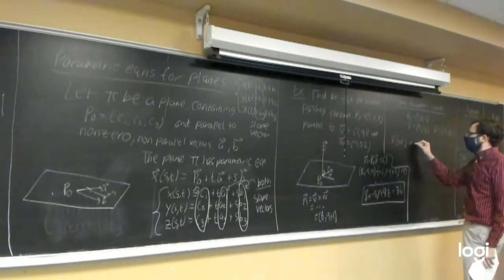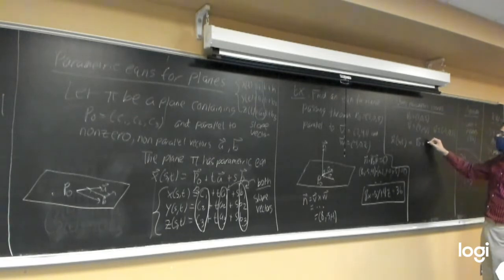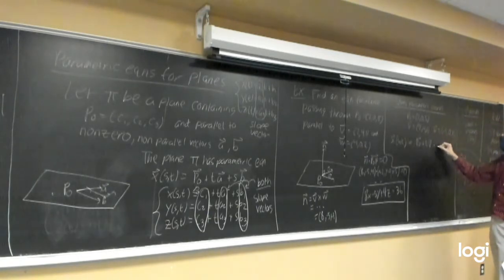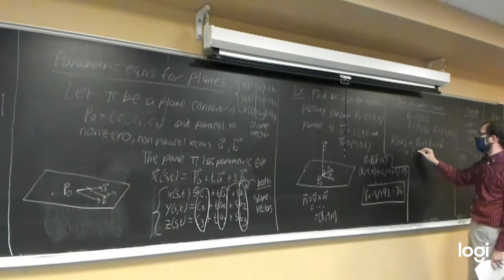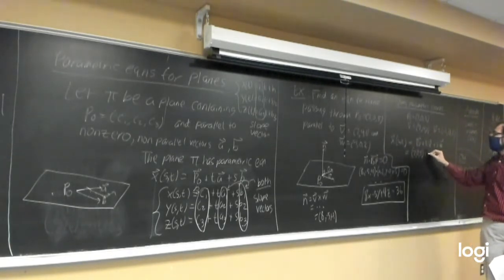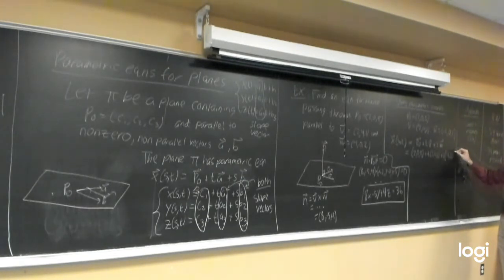So we can actually write this out as being p naught as a vector plus of independent variable t times our vector v plus independent variable s times our vector w, which we could write as being 2, 0, 5 plus t times the vector 2, 4, 1 plus s times the vector negative 1, 0, 2.